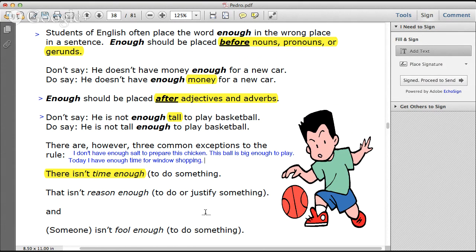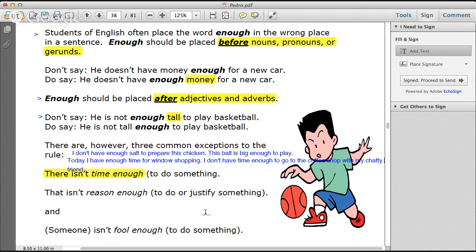All right, and our next one? "I don't have time enough to go to the coffee shop with my chatty friend." Okay, I don't have time enough to go to the coffee shop with my chatty friend. So here, I don't have enough time. We're using time as a noun. And time in this next one is also a noun.